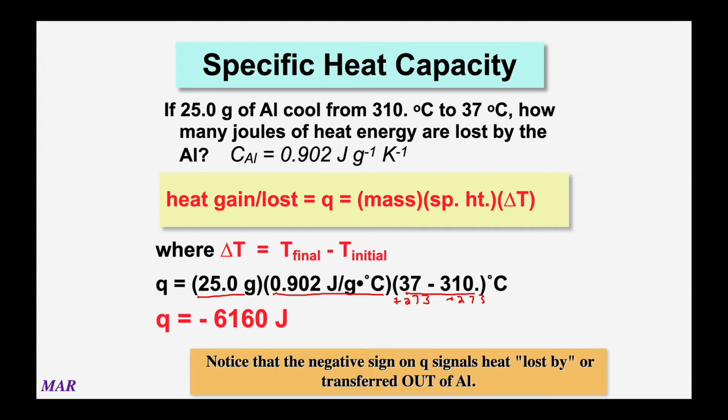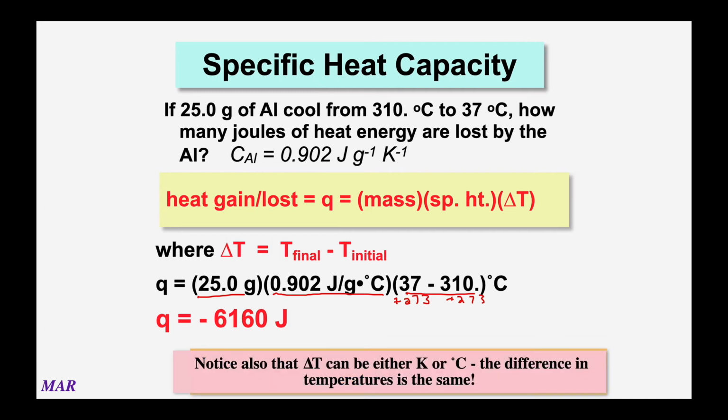The negative Q just means that heat's being transferred out of the aluminum. It's exothermic. The energy of the system has gone down, if you will. The energy is released. The energy would feel hot if you measured the container around the aluminum, something like that. And also, this is important, delta T can be Celsius or Kelvin. The difference in the temperatures will be the same.